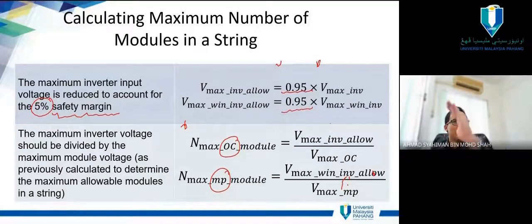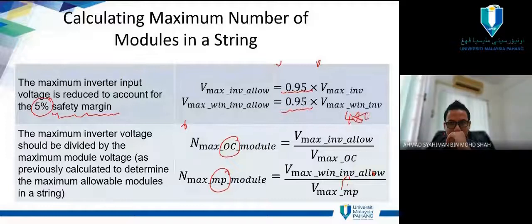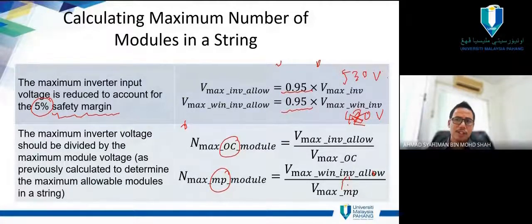Not 1.05. Don't make a mistake. Because earlier we looked at the values: 420, and just now 530 for the maximum inverter voltage. So from 530 and 420, we multiply with 0.95, and the value must be lesser than 530. It must be lesser than Vmax. It cannot be more than that, because the range is given like this.